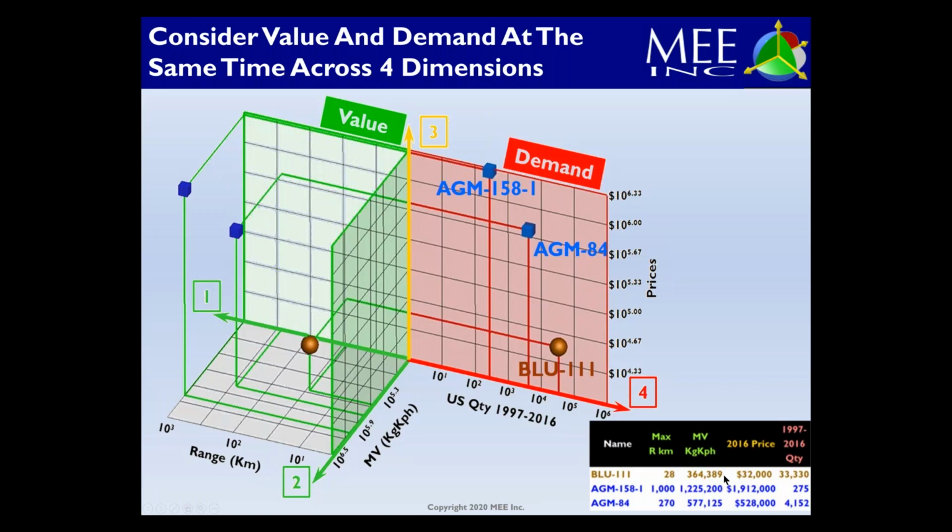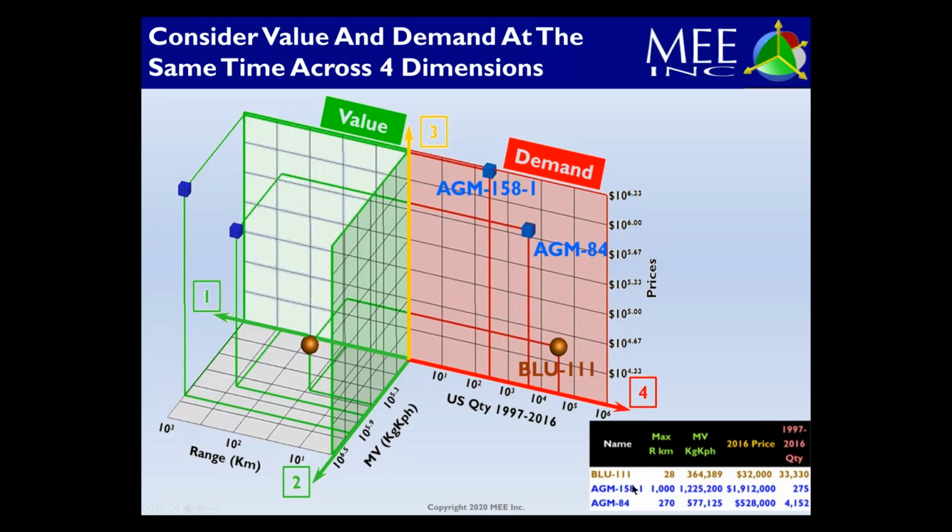And so let's take a look here. We have the blue 111 here. It's got a range of 28 clicks. So here's 10 to the 1. There's 10 clicks. There's 100 clicks. Somewhere in between here, there's 28 kilometers. It's got an MV term, mass times velocity. So its features, mass, velocity, its momentum, and its range determine its value. And its value determines its price, which is here, 32,000, and the price then determines the quantity sold here.